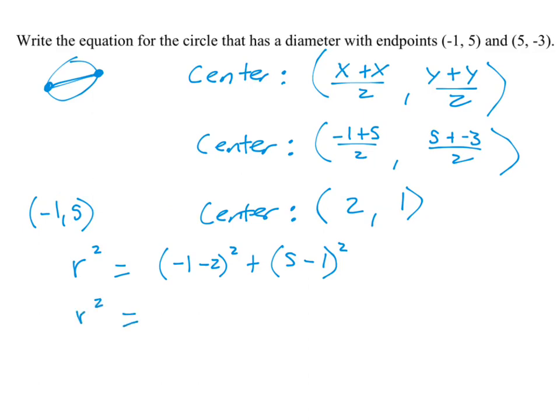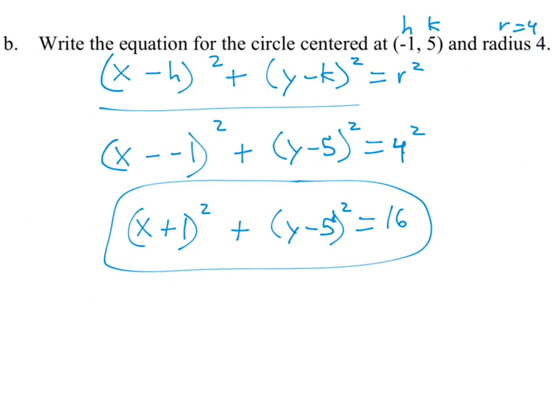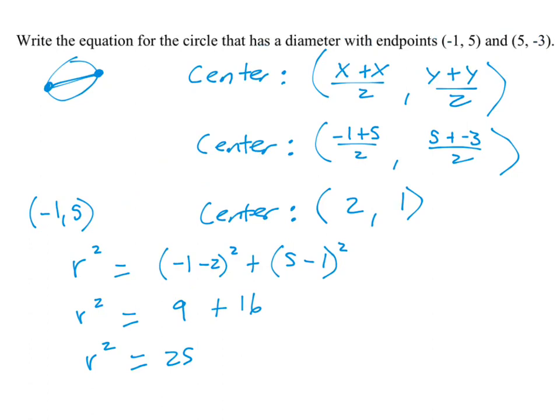So r squared is going to be negative 3 squared, which is 9, and then 4 squared, which is 16, so your r squared is equal to 25. And actually, we don't have to get the radius, we just need the radius squared for our setup. In case you forgot, you look at these other ones, we want this, and we already got radius squared. So now we can write out our equation. Let's do a different color. Red's a good one.